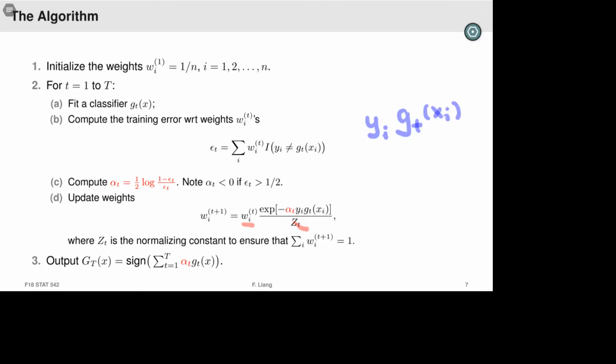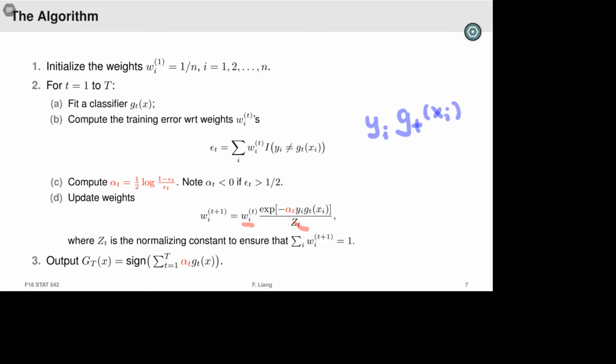If currently for this particular classifier we are making a mistake, that means this product is going to be negative, right? Let's right now assume for this classifier our epsilon t is less than a half. Because otherwise you're going to find out we basically use minus the G t. So let's assume epsilon t is less than a half, so we're not doing something even worse than random guessing. So we know our alpha t is always positive.